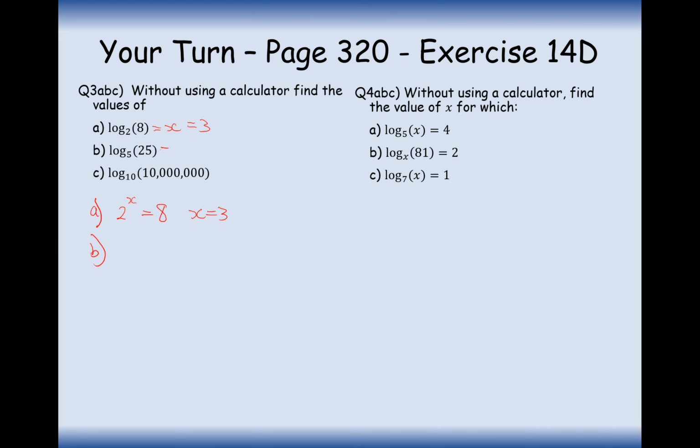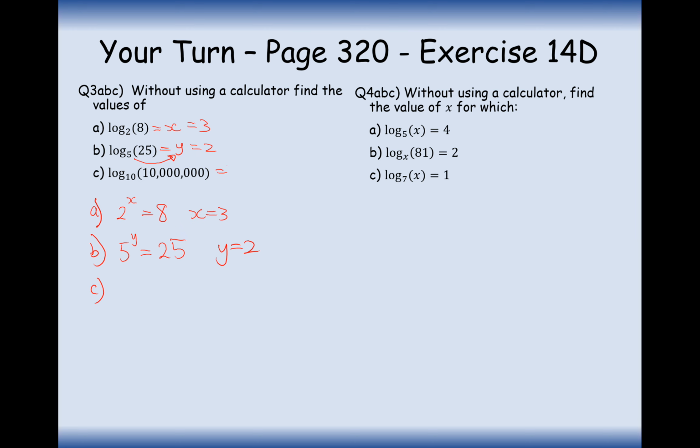Let's use the same process for the second question here. It's going to be 5 is going to come along and boost the y up. So it's 5 to the power of y equals 25. And we can clearly see here this needs to be a 2. Y is equal to 2 because 5 squared is 25.